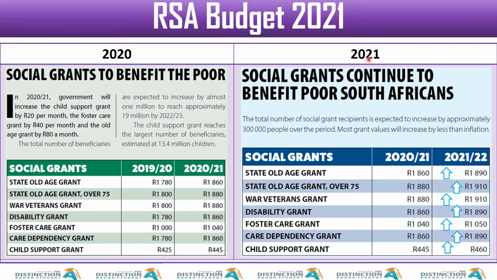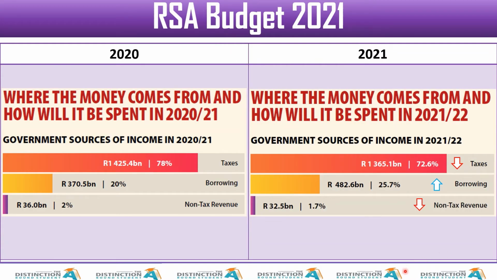This is where I was rushing to. So as you can see here, this went up from 1,860, which is the state old age grant. So basically, I'm not going to spend time here. You can see what happened to our social grants. They went up basically, and you'd expect them to go up because there's that thing called inflation. Okay, so no surprise there. All right, let's come here.